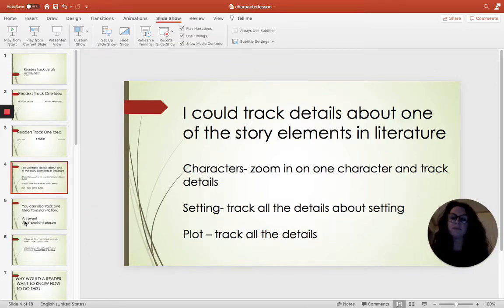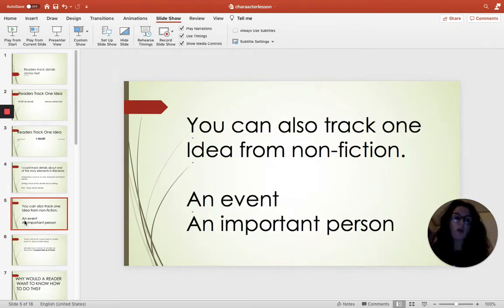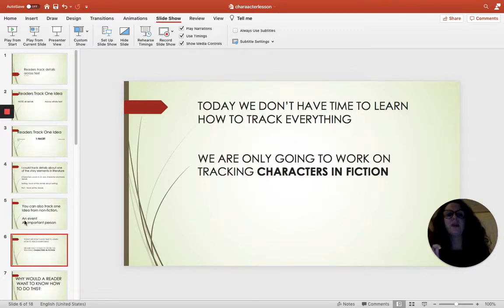And guess what? You can also track nonfiction. You could pick an event that happened or an important person. But for today's lesson, we are going to focus on fiction, and on the facet of characters in fiction. So we're not doing setting, we're not doing plot. We're going to focus on characters, and we can only pick one character. It's very important. We can only pick one, and we are going to track everything that character does from beginning to end, and write all of those details.